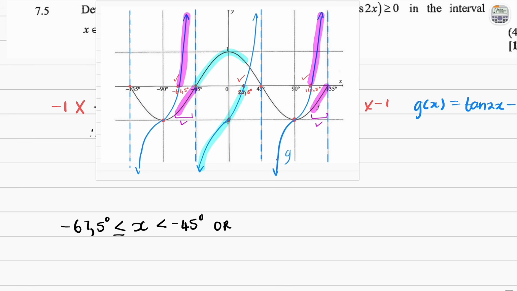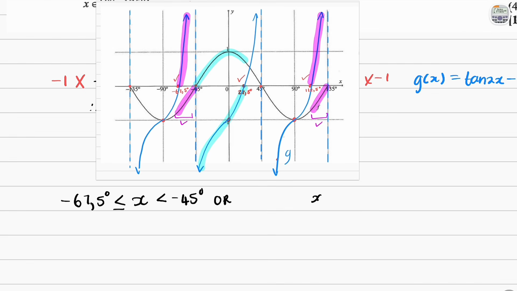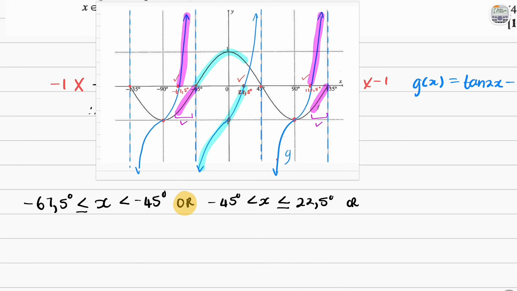And then we'll say or, and then we also have values that are greater than negative 45 degrees but less than or equal to 22.5 degrees. So x is greater than negative 45 degrees but less than or equal to 22.5 degrees. And then that last part, or x is greater than or equal to 112.5 degrees but less than 135 degrees.